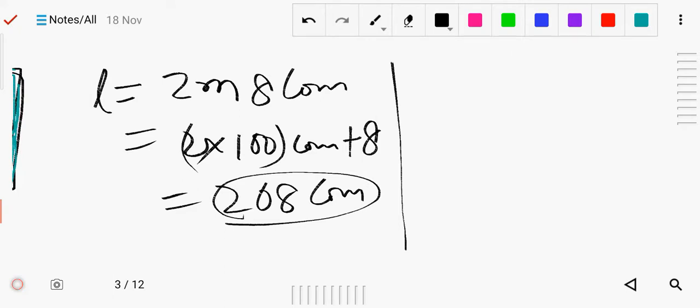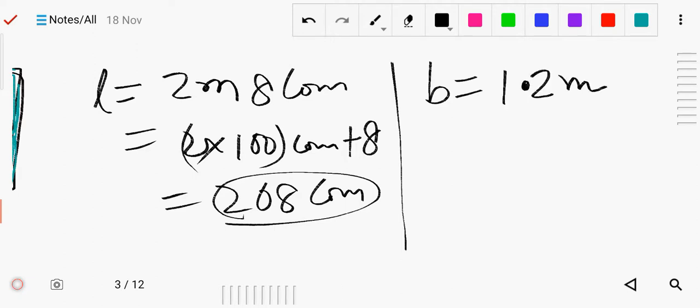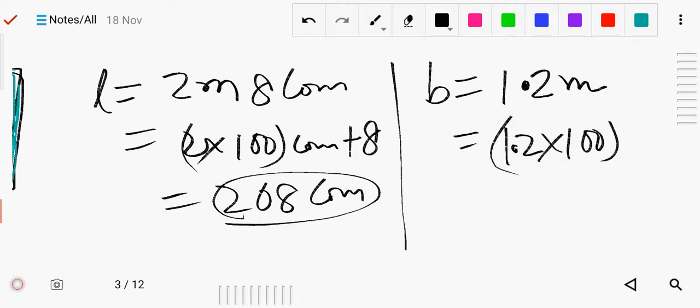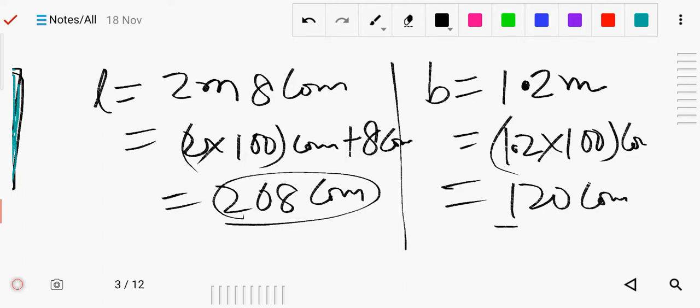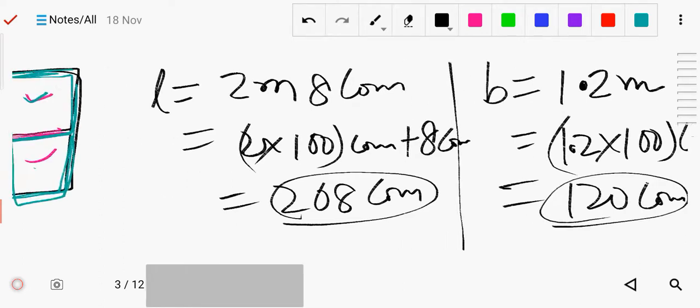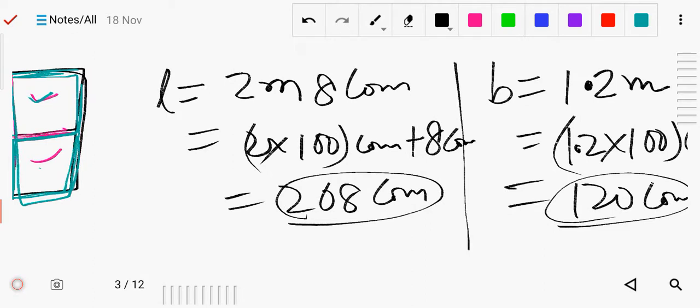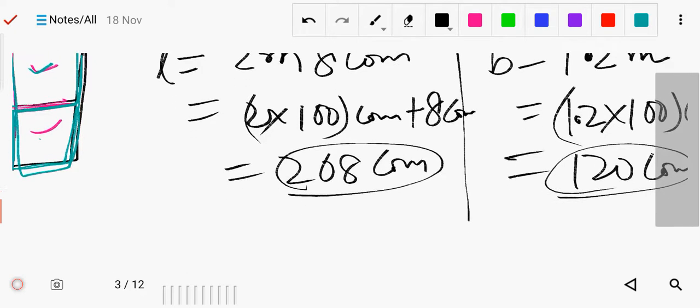Now you also have to find B, which is given as 1.2 meter, so that also you have to convert into centimeter. So 1.2 multiplied by 100 gives 120 centimeter. Now L and B we got as 208 and 120. Because it is given in meter and centimeter, you have to convert into one unit.